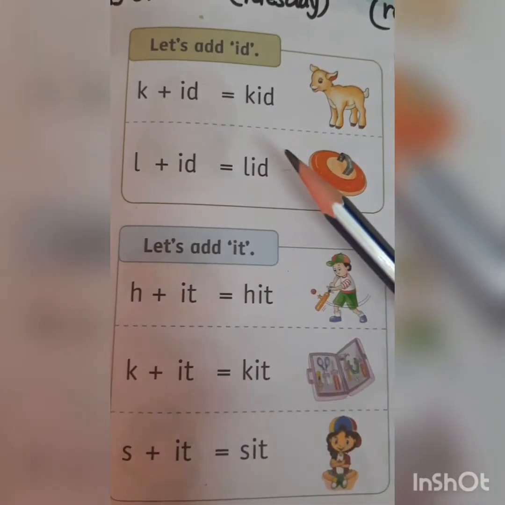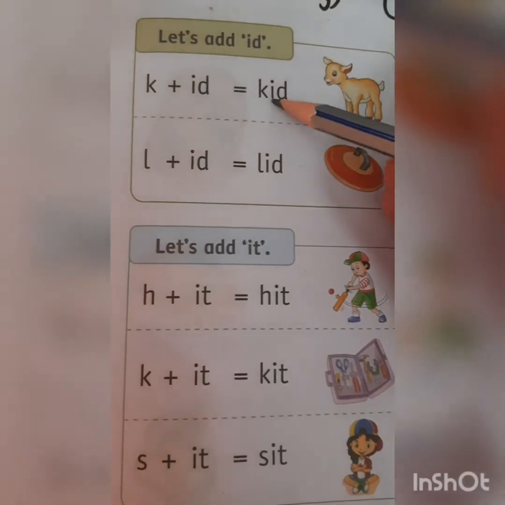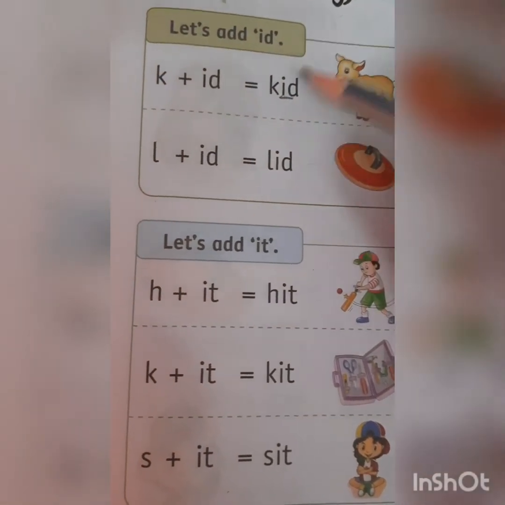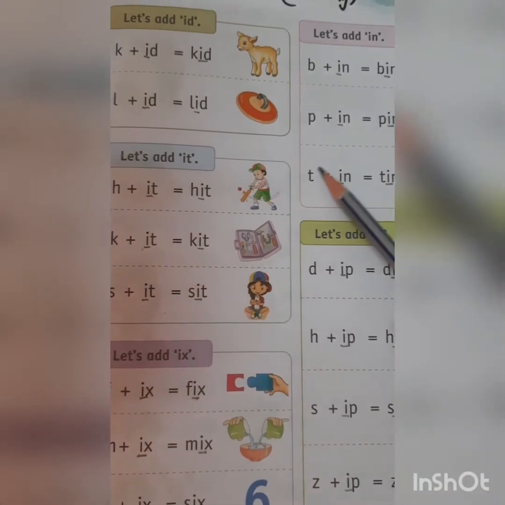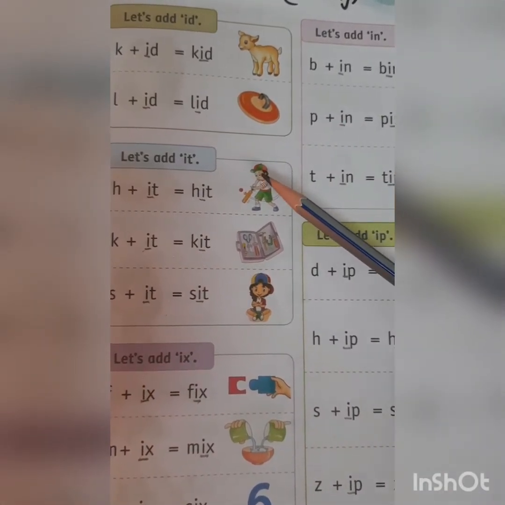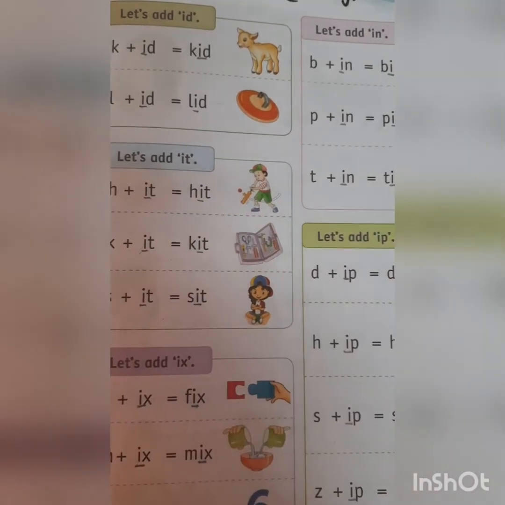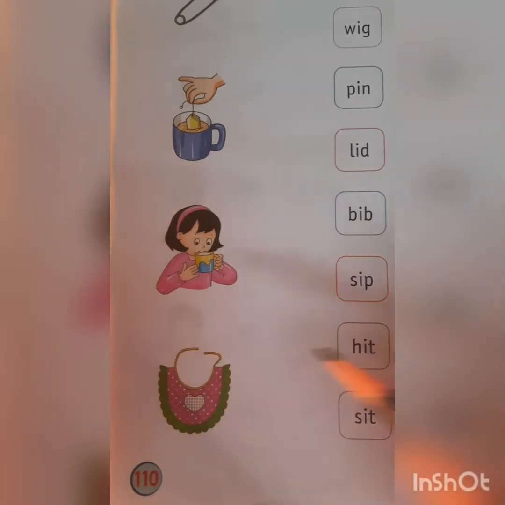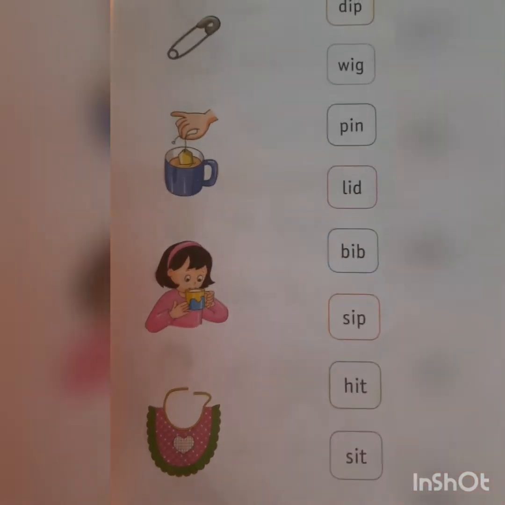Now children, what you have to do? You have to underline vowel I in all these words. Okay, like this. And read the words carefully. In this way, children, you have to underline I letter. And now, children, we have one worksheet which is on your page number 110. Take out your page number 110.